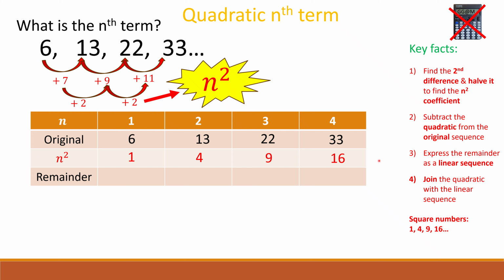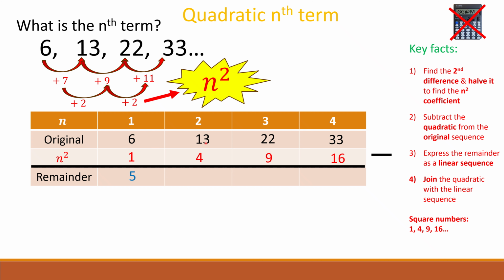Once we've got these two bits of information, we need to subtract them. So this is working out point 2, subtracting the quadratic from the original. So here's my original. I'm taking away the quadratic part of it, the n squared. So 6 take away 1 is 5. 13 take away 4 is 9. 22 take away 9 is 13. 33 take away 16 is 17.